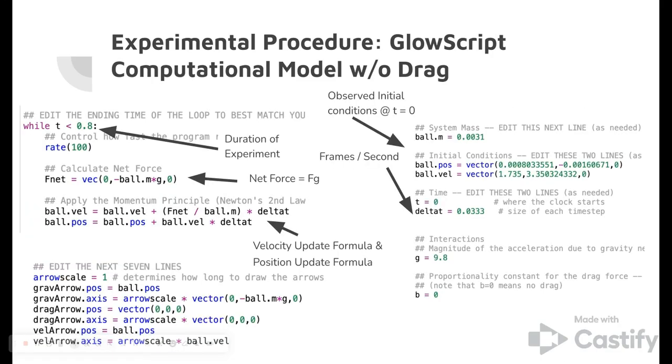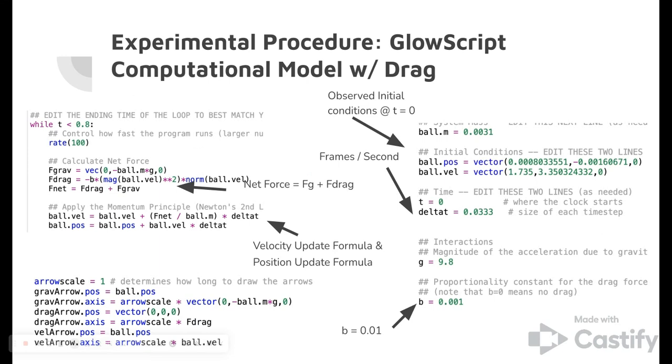Here's our GlowScript code. This is the code without drag. So as you can see, the duration of our experiment was 0.8 seconds. The net force was just Fg, because we are not using drag. Under that, you can see the position and velocity update formulas. The initial conditions we could see on the right side with the mass of the ball and the initial velocity and position. And then we use delta t as 0.0333 because the camera records in 30 frames per second.